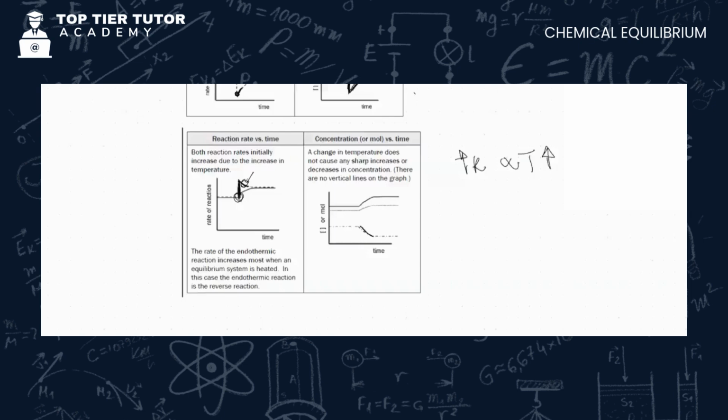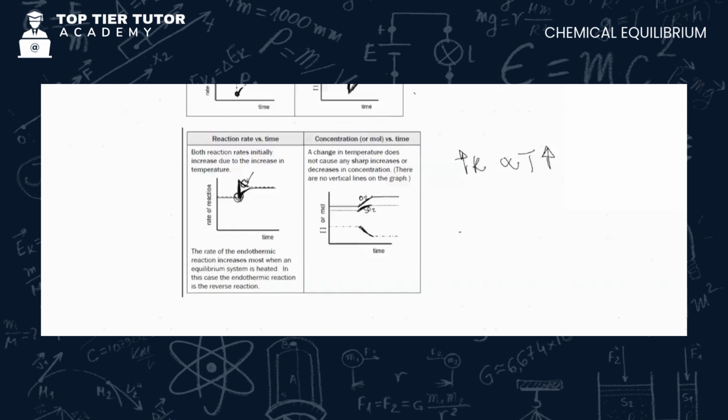Now, because we're favoring the reverse reaction, our reactants are now being made. We can see there's an increase in concentration of oxygen and sulfur dioxide. So because we're increasing the oxygen and sulfur dioxide, there will also be an increase in the rate of our forward reaction, due to the change in concentration.